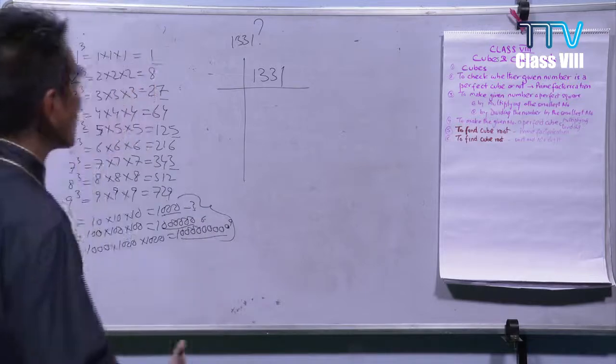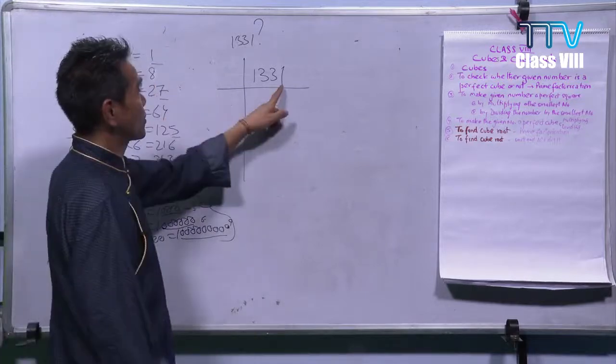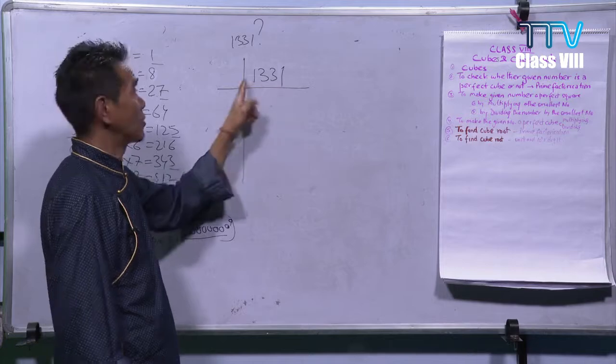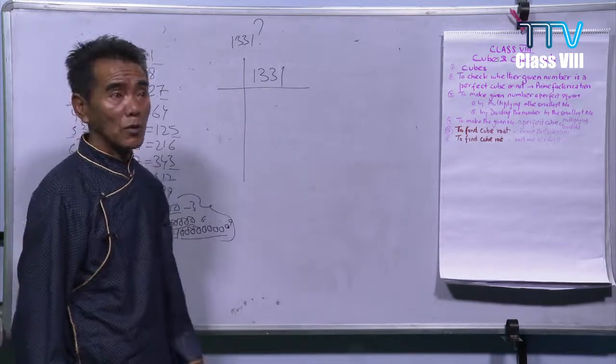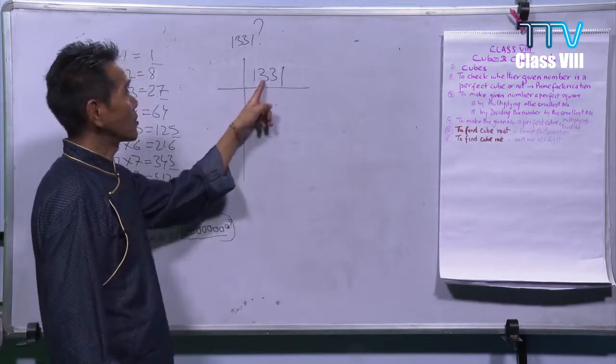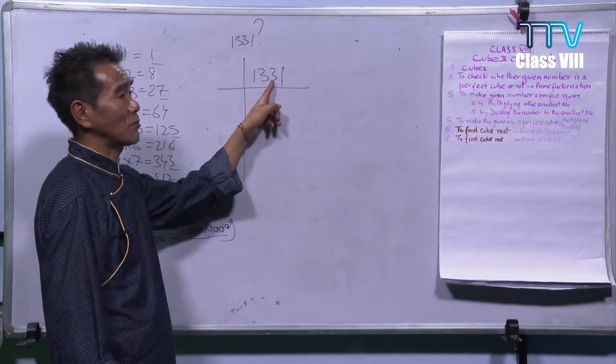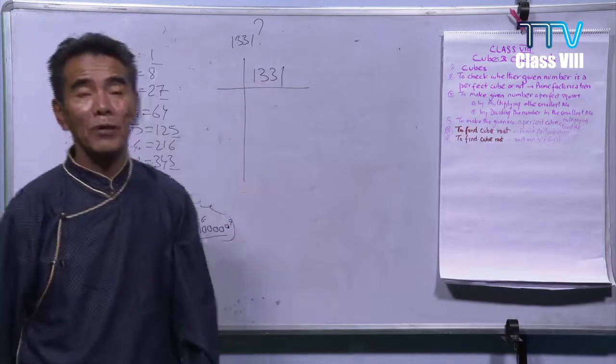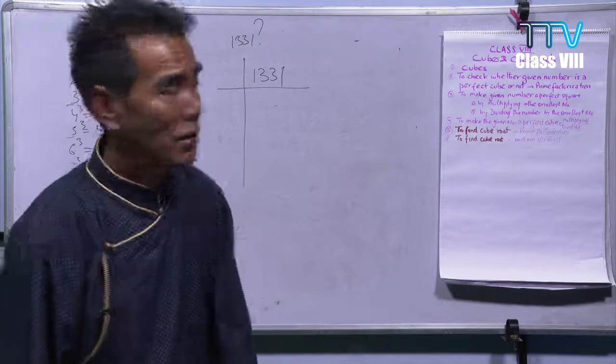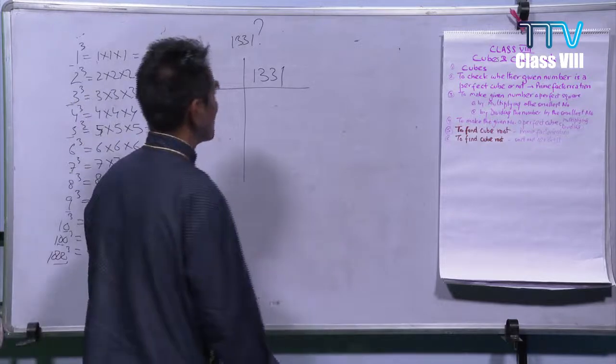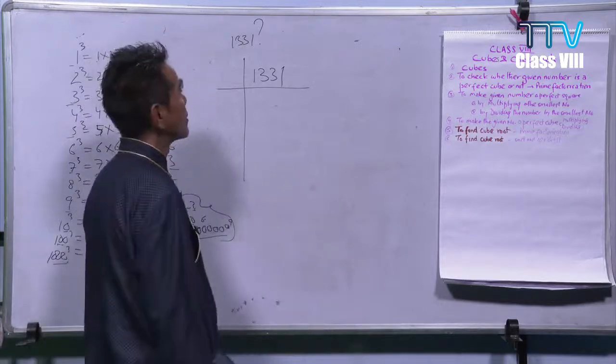Let's check by prime factors. The last digit is 1, so the number is not divisible by 2. For 3, add the digits: 1 plus 3 is 4, 4 plus 3 is 7, 7 plus 1 is 8, and 8 is not a multiple of 3. Therefore 1331 is not divisible by 3.